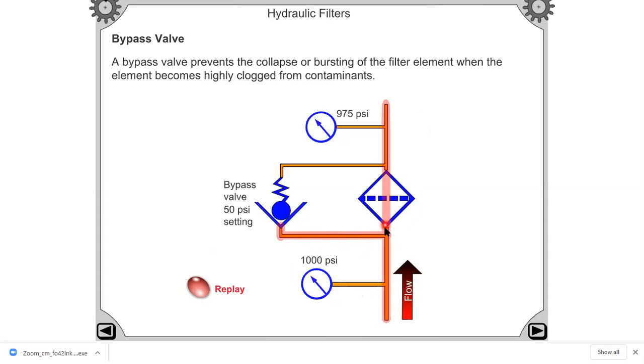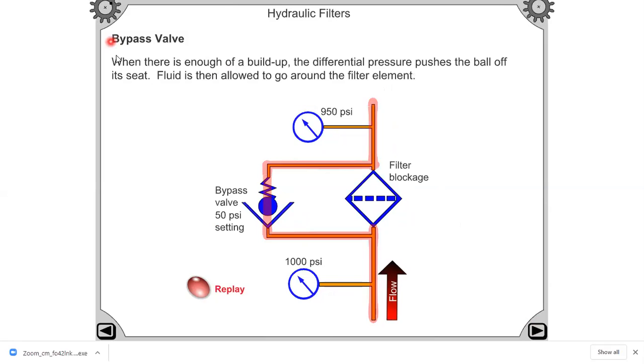To avoid that, we use this bypass valve. The bypass valve is nothing but a check valve. Whenever the filter is clogged, the oil can pass through this bypass valve, and it can flow through the direction control valves, then to the actuators. So this is the very good advantage of this bypass valve.